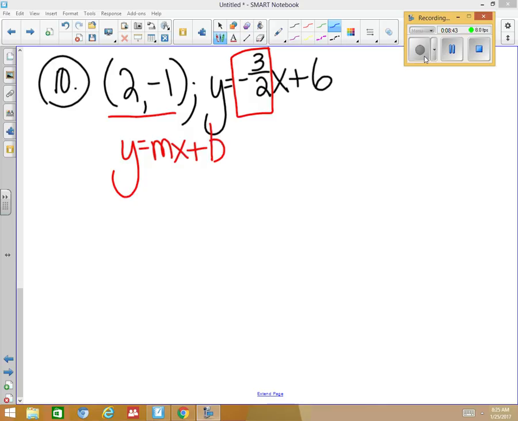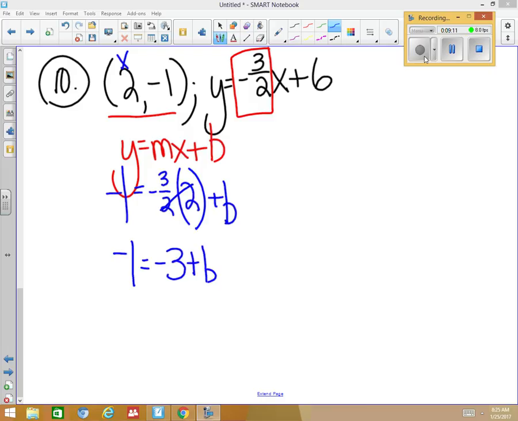Okay, so I'm going to plug it in right here. -3/2. X is the 2. Y is the -1. Okay? So, working this out. Yeah, I'm lost. Where's the negative? Oh, never mind. Okay, those cancel. I get -3. Easier than you thought? Yeah. B. So, am I done?